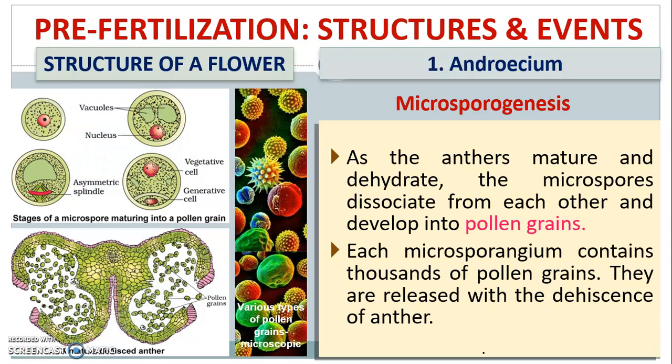Now, as the anther matures and dehydrates, means gets dry, the microspores dissociate, separate from each other, and develop into a pollen grain. So this is the male gametophyte, the pollen grain. In this slide you can see these are the numerous pollen grains. Roughly in each microsporangium, thousands of pollen grains are developed, right? And they are released with the dehiscence of the anther.